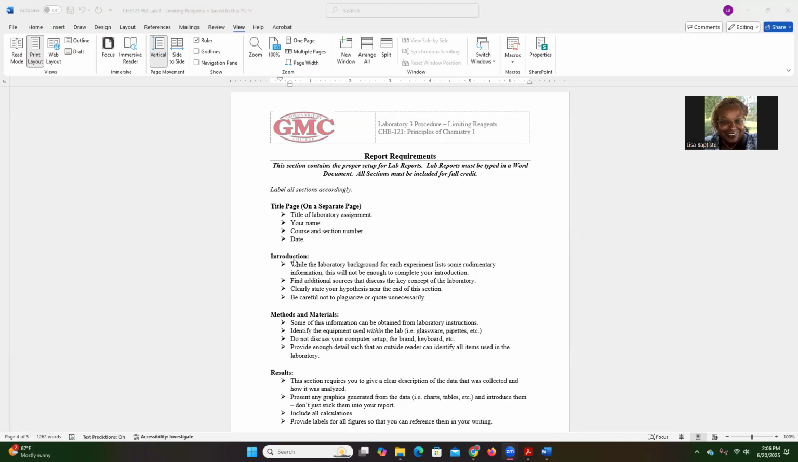So then your introduction goes on your second page. You want to have this label before you start typing in your introduction. So have a label that says introduction, and then you're going to type in the information. While the laboratory background for each experiment lists some rudimentary information, this will not be enough to complete the introduction. So you want to find other information.